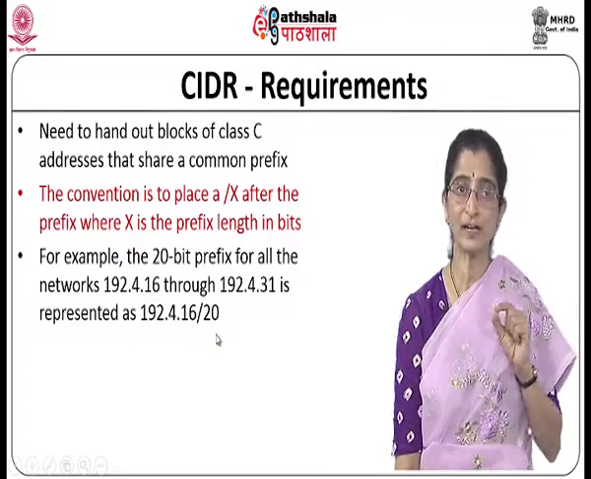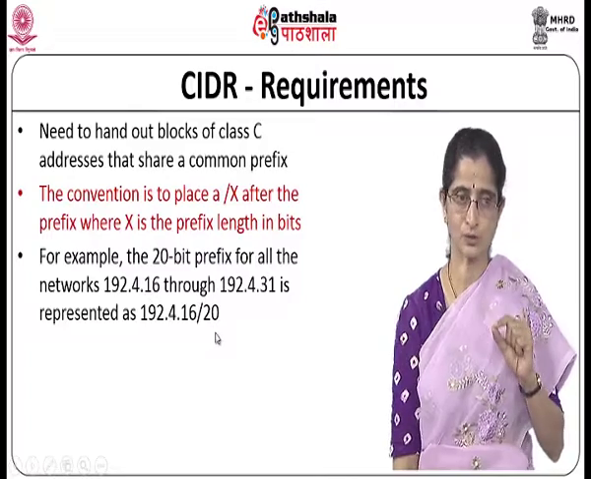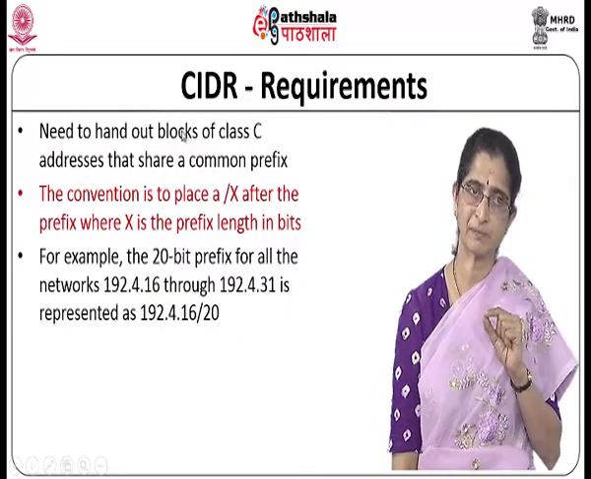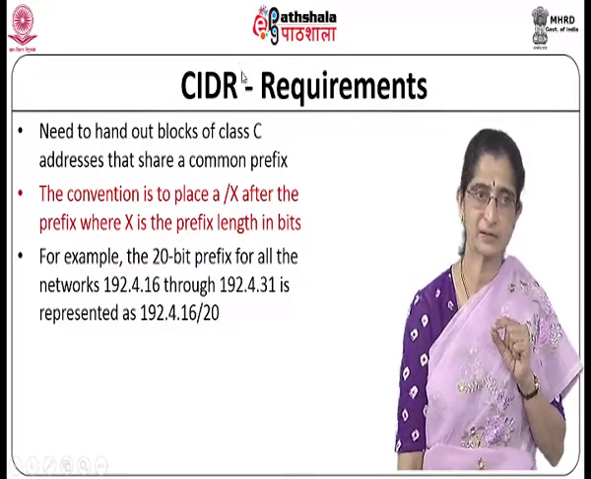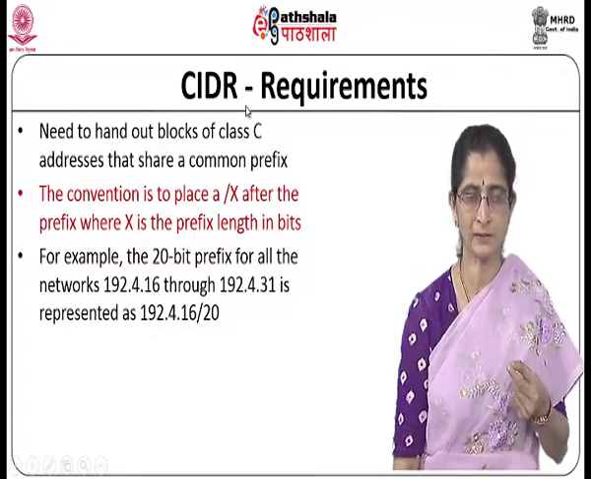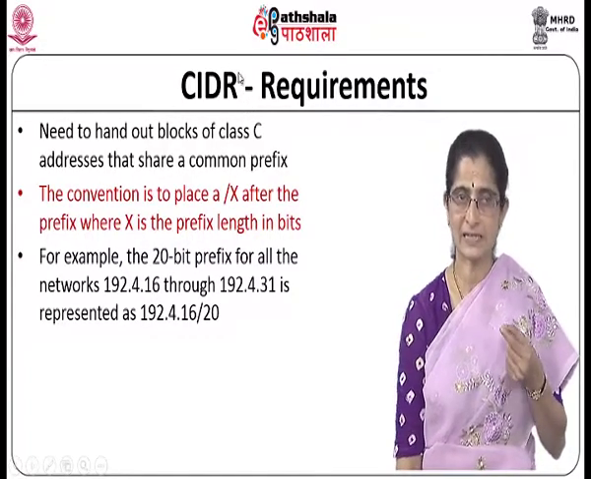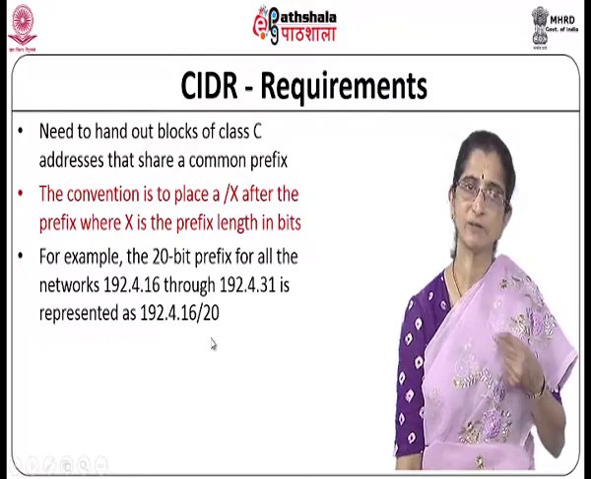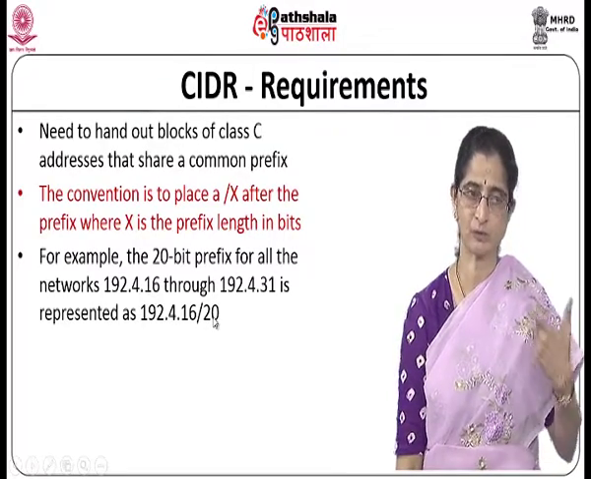So, you will have 20 ones in your mask. Instead of calling it a subnet mask, we now call this a CIDR mask. CIDR is pronounced as "cider", and we say it's a CIDR mask. So, the CIDR mask now will have 20 ones starting from the first bit, from the most significant bit.